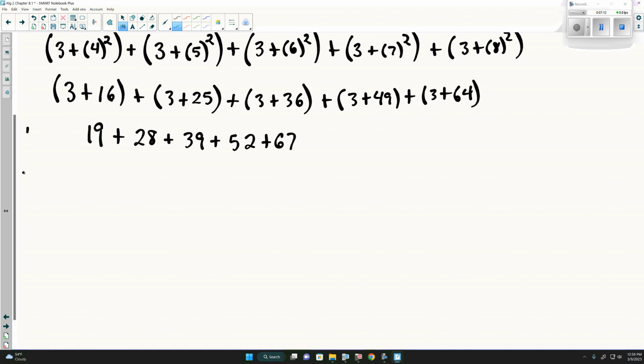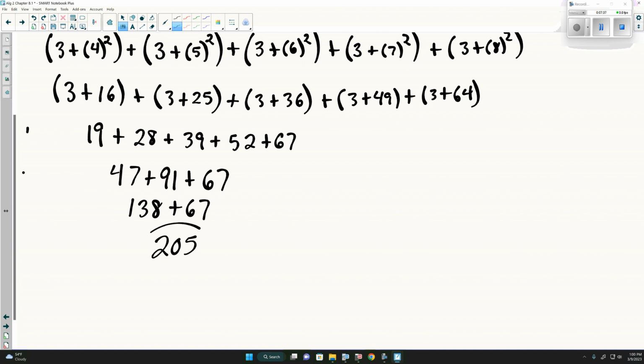And lastly, we can just add these together. 19 and 28 is 47. 39 plus 52 is 91. 91 plus 47 is 138. And 138 plus 67 is 205. And that's it.